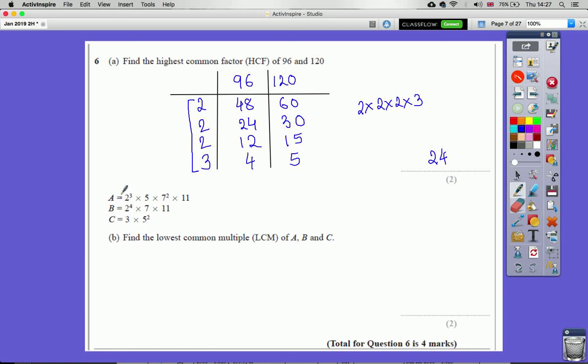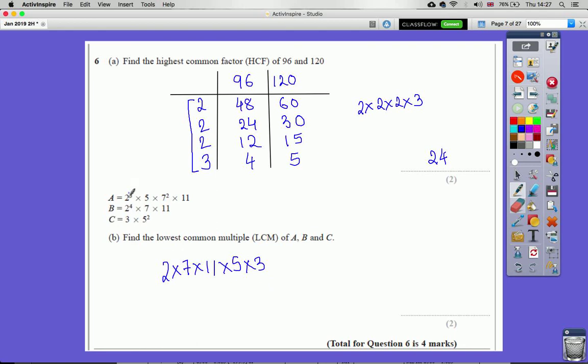So the common ones between A and B is 2 multiplied by 7 times 11, and 5 is common in A and C, so times it by 5, and 3 is not common in any one of them, so you have to multiply the 3. Now what you need to do is pick the highest powers of all these common factors.